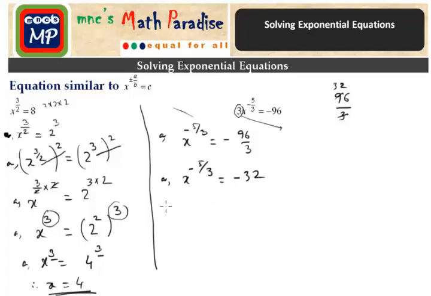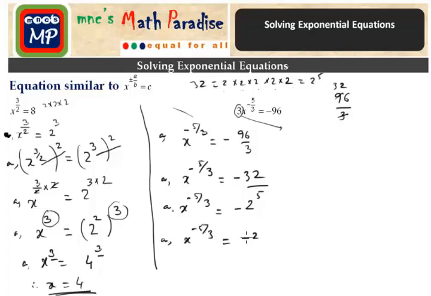Now, 32 means 2 times 2 times 2 times 2 times 2. 2 times 2 is 4, 8, 16, 32. So that is 2 to the power 5. So we can write it as minus 2 to the power 5, so x to the power minus 5 by 3 equals minus 2 to the power 5, because for an odd power the negative can be taken inside.